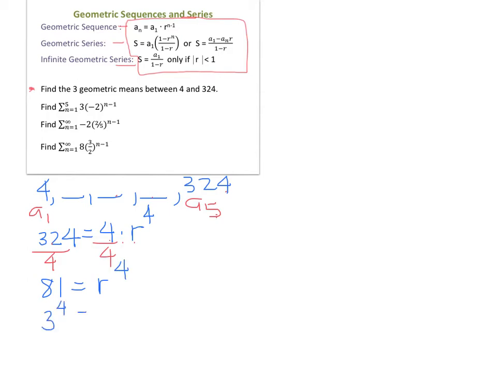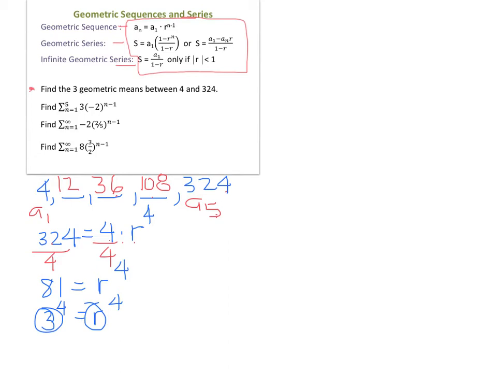Well, 3 to the 4 is r to the 4, so we know that the common ratio will be 3, and that'll let me fill this in. So just keep multiplying by 3. So this will be 12, this will be 36, and then 36 times 3 would be 108, and if you multiply by 3 again, that gives us 324. So you have a built-in check, which is nice.